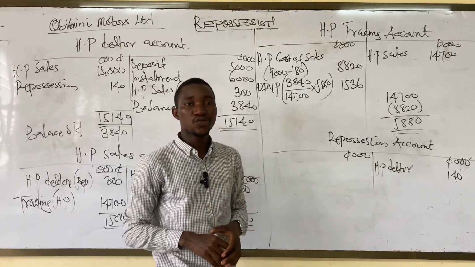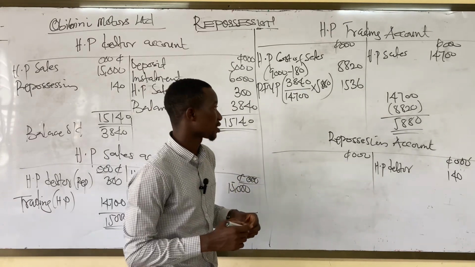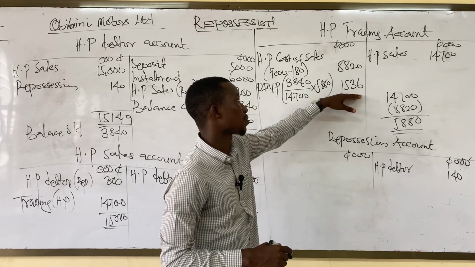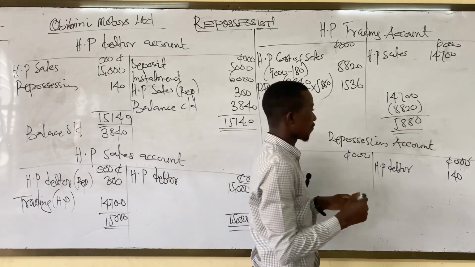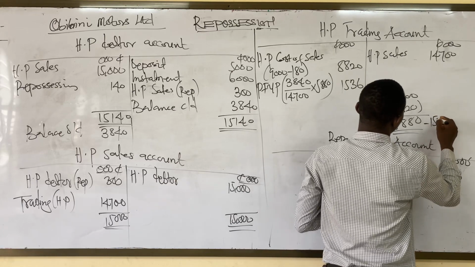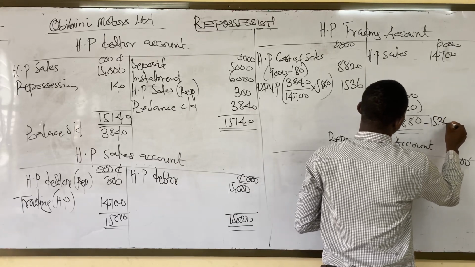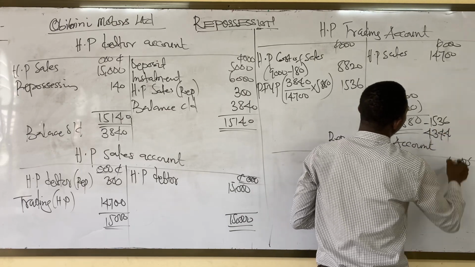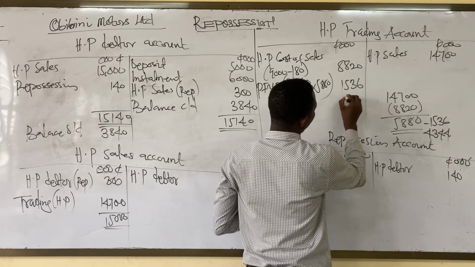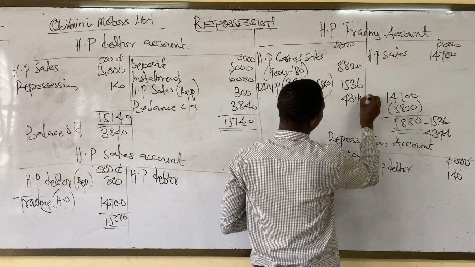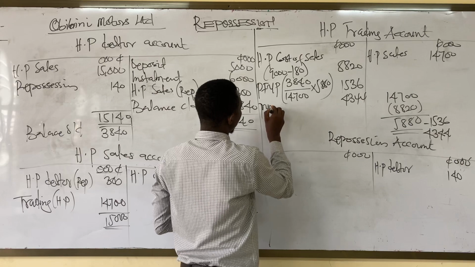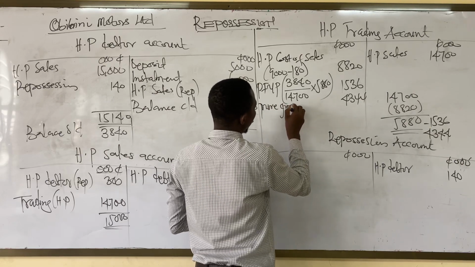So to determine the true gross profit of this transaction, what we do is that we subtract the provision for unrealized profits from the total gross profit. That is 1,536. Then we will get 4,344 as the true gross profit. So 4,344 as pure gross profit.